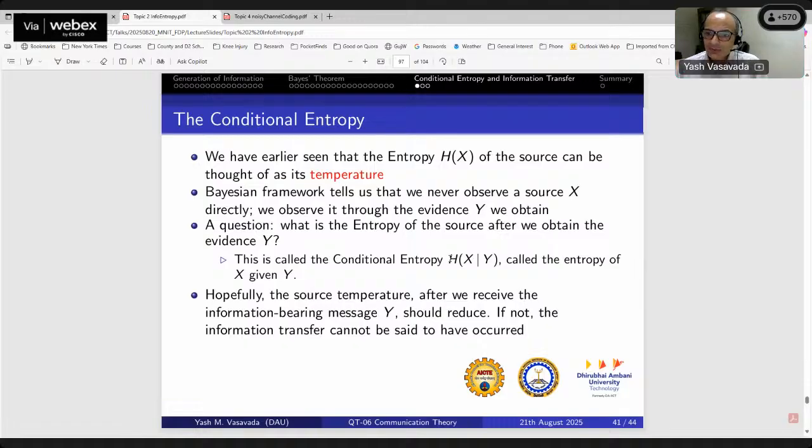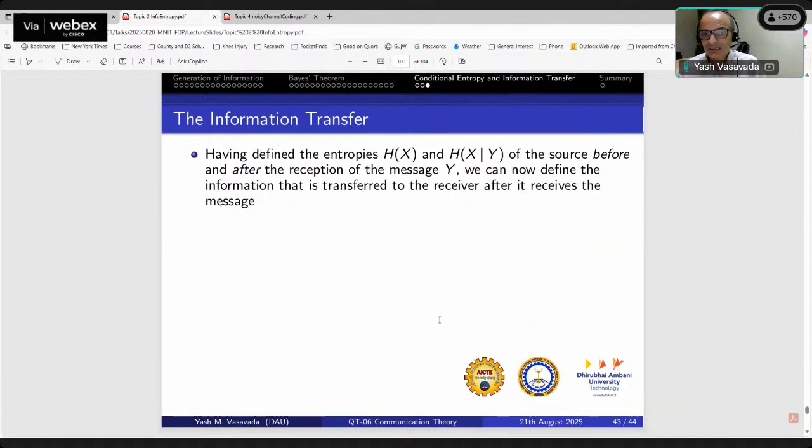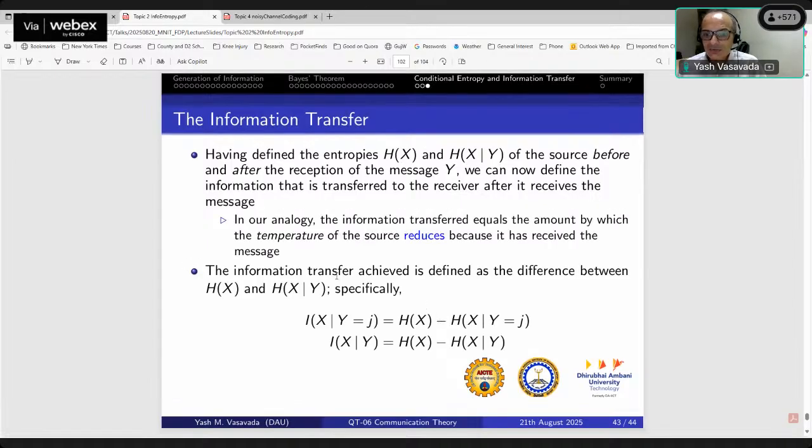And so whenever information transfer is successful, H(X|Y), the entropy of X given Y, becomes smaller compared to the entropy of X. And in information theory, the information transfer rate is defined as the difference between the unconditional entropy, the entropy before you knew the result, minus the conditional entropy, the entropy of X given Y, the entropy of X after the result was conveyed to you.